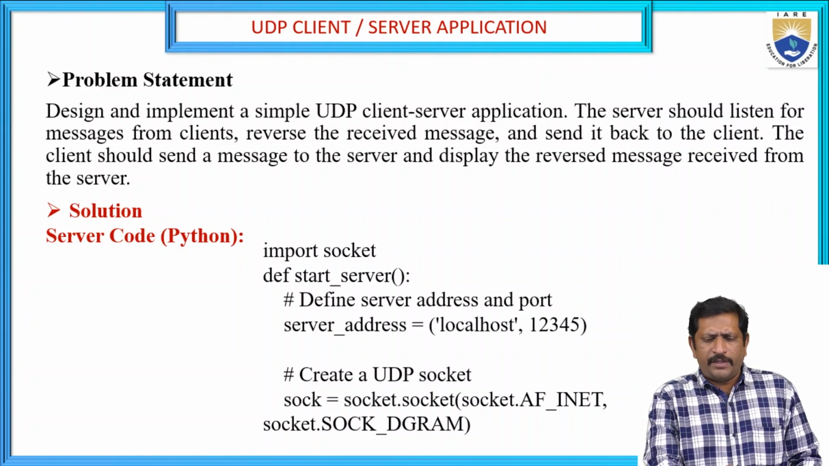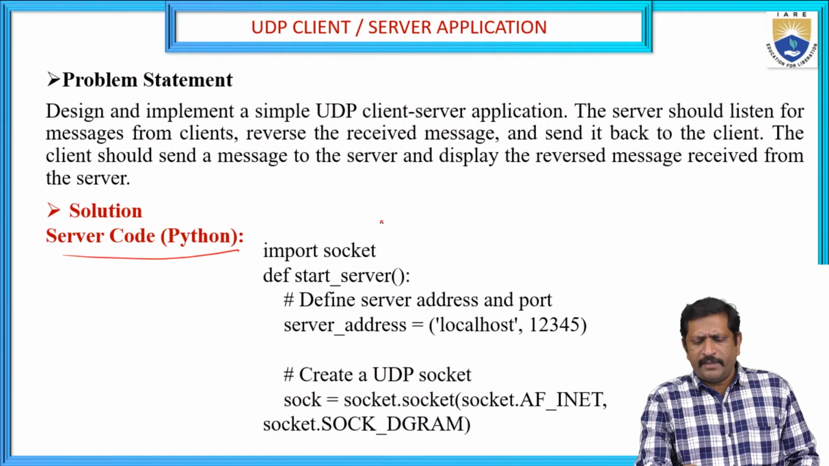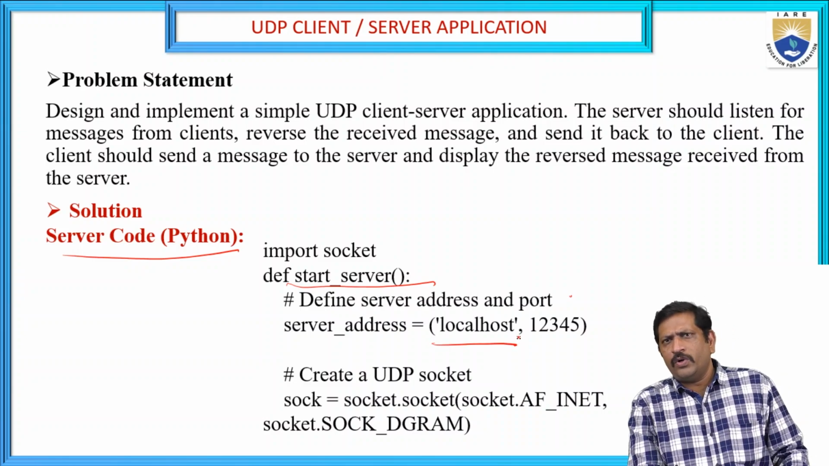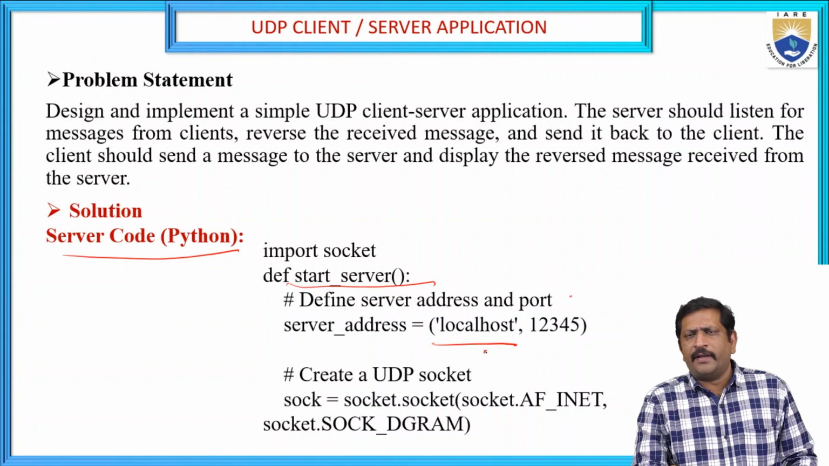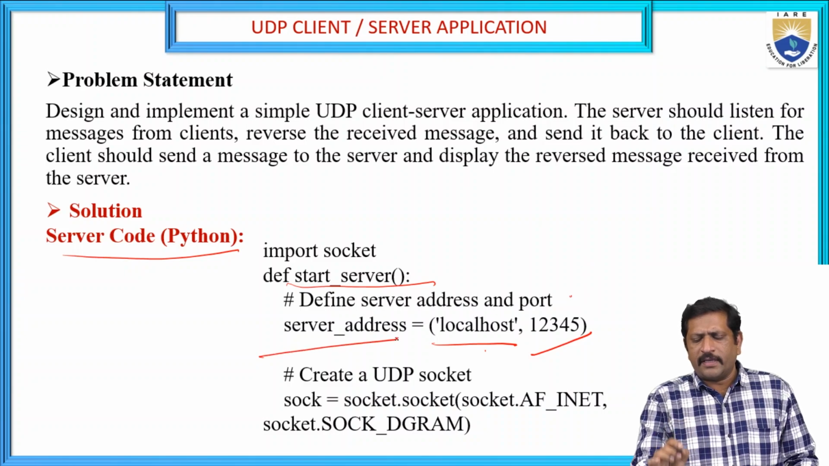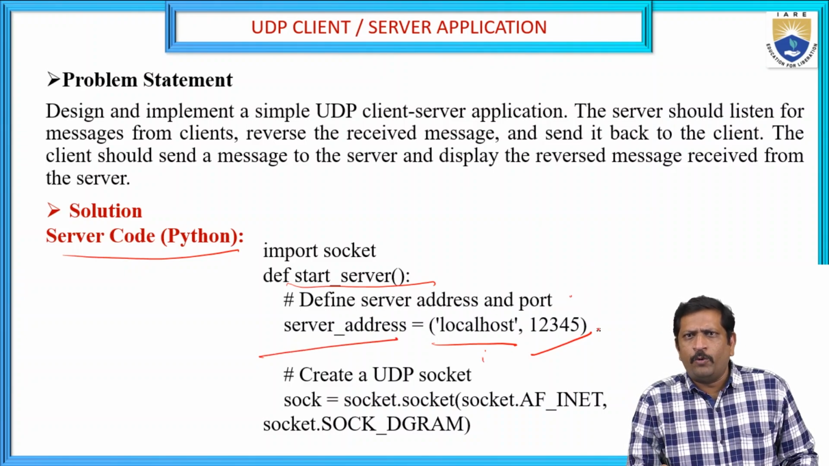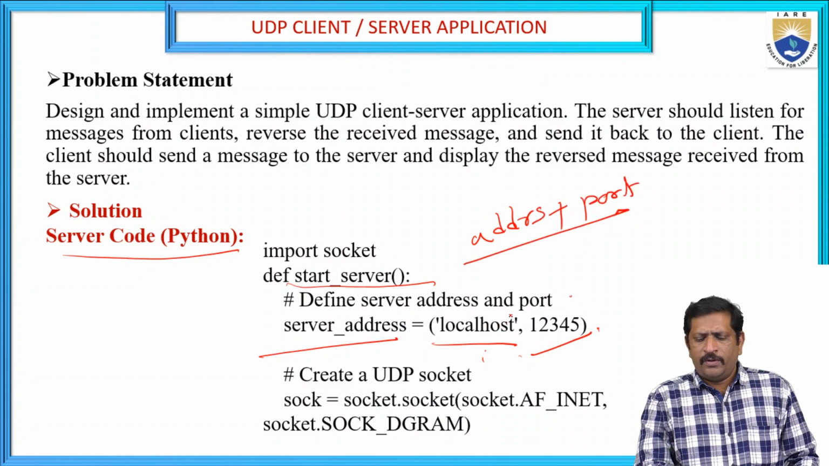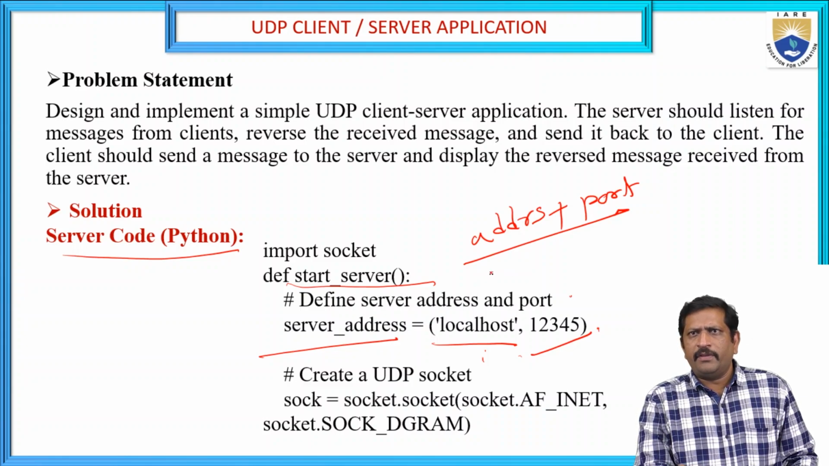For that, the solution is the code. First, the server code on the Python side: import socket. Now define the start server function, and define the server address and port. Here the localhost is generally what we can utilize for the address of the server, along with the port number of the server. So it will be assigned as the server address. The server address is the address plus the port number. Now the socket will be bound to the address plus the port number. So with these two combined, the server address can be considered along with the port number.